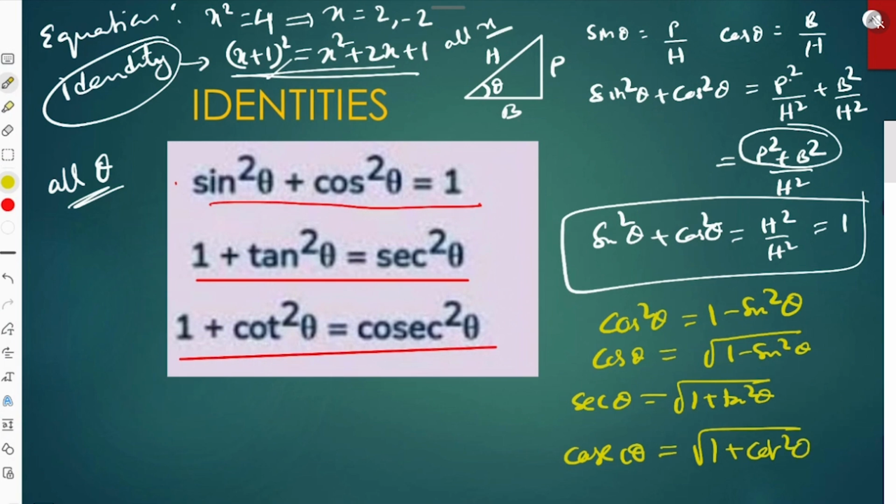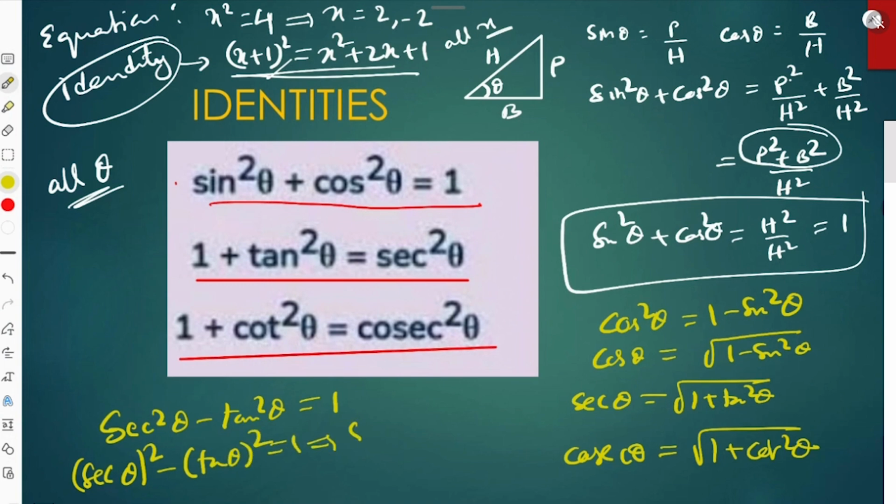Or secant square theta minus tan square theta equal to 1. You can factorize it like a square minus b square equals a plus b into a minus b: secant theta whole square minus tan theta whole square equal to 1. That means secant theta plus tan theta into secant theta minus tan theta equal to 1. So these many conversions can be derived from these three identities. These are so important.